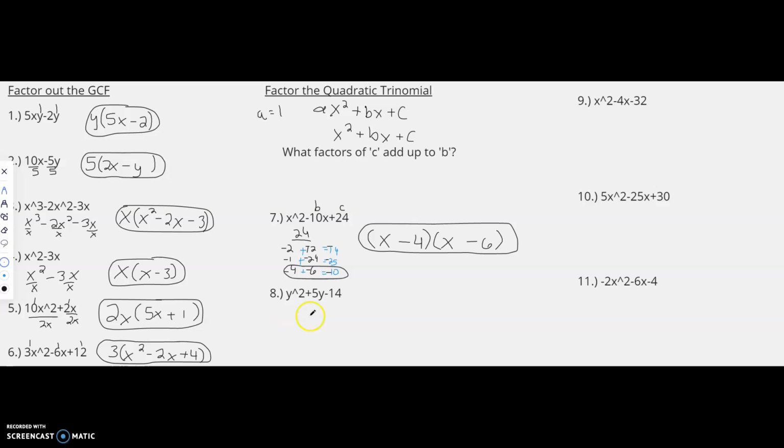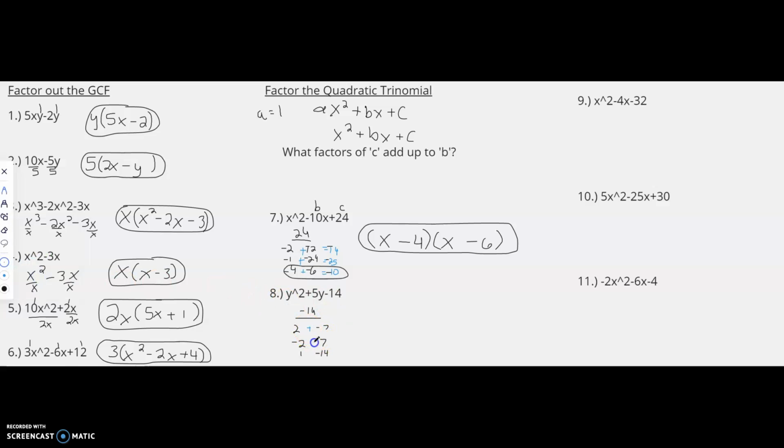All right, let's try it again. This time we have variable y down here in number 8. What factors of negative 14 add up to positive 5? Well, let's focus on negative 14 for a minute. Lots of ways to get negative 14. 2 and negative 7. Negative 2 and positive 7. Could do 1 and 14, but we'll soon find out that neither of those give us what we're after.